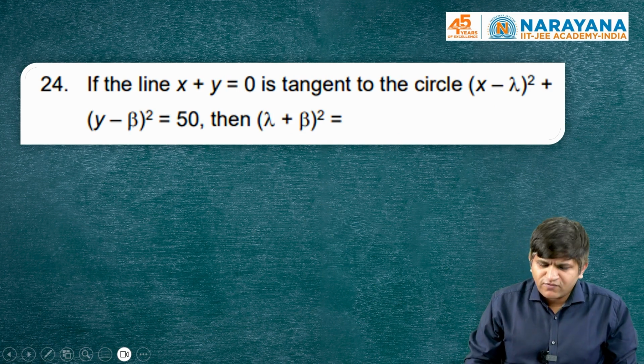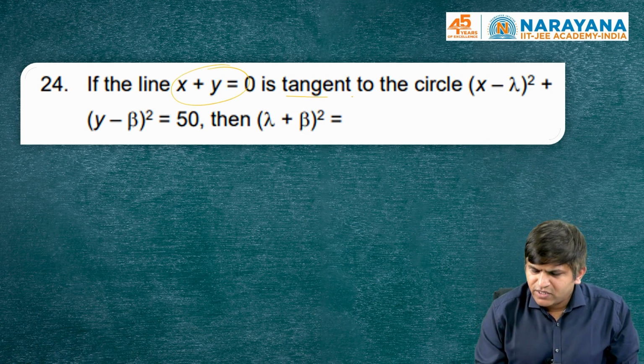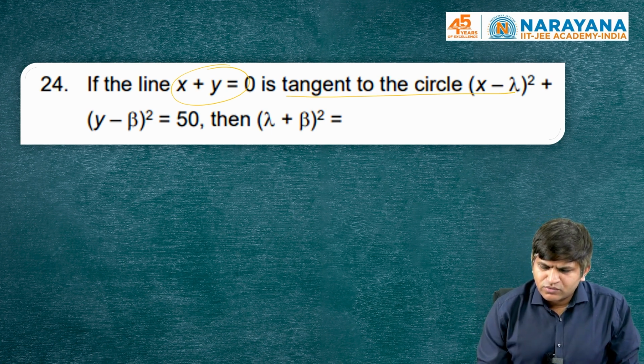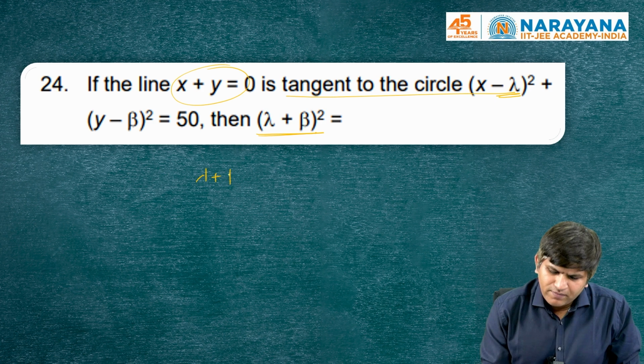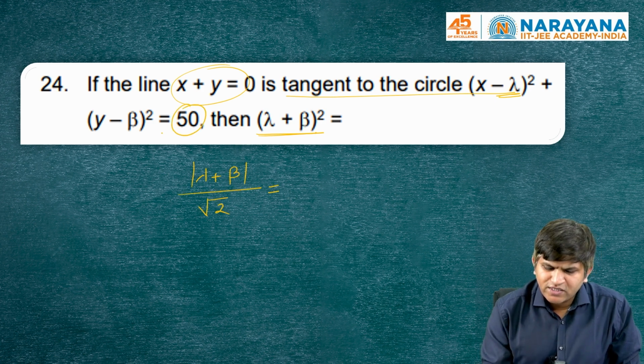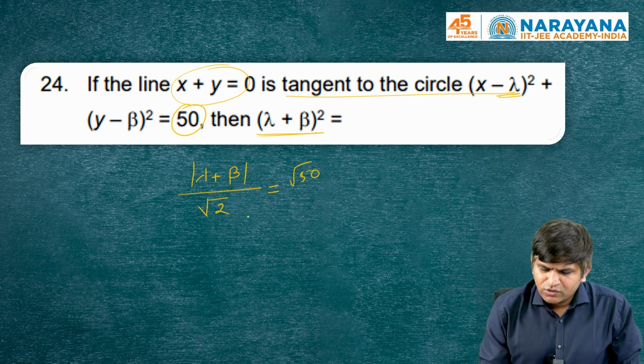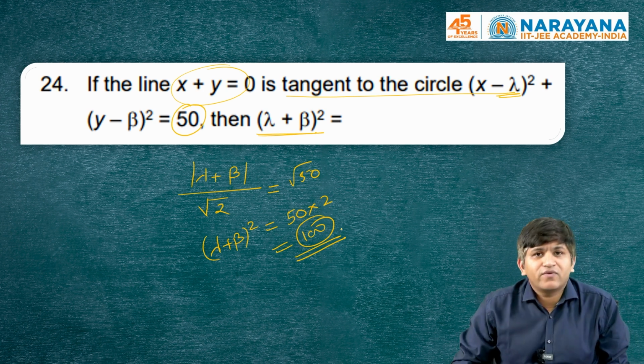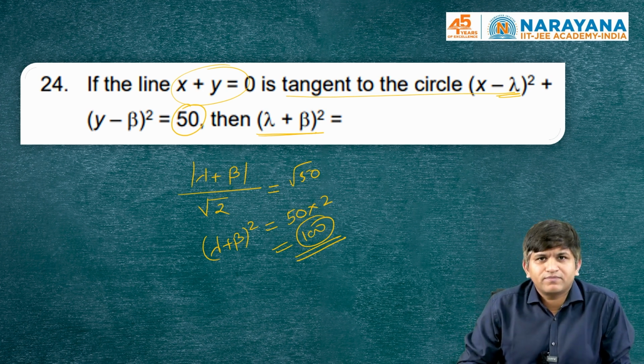So in this problem, nothing we have to do, the line is given which is tangent to the circle. So we have to just apply the condition of tangency. So circle having a center, that is lambda comma beta. So that will be lambda plus beta divided by root over 2 should be equal to its radius. Radius is root over 50. So they're asking square of this. So that will be square of 50 into 2, that is 100. So that is our answer. This was a relatively very easy problem in the JEE Mains exam.